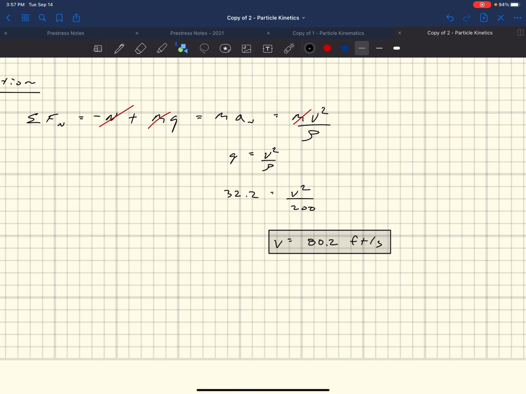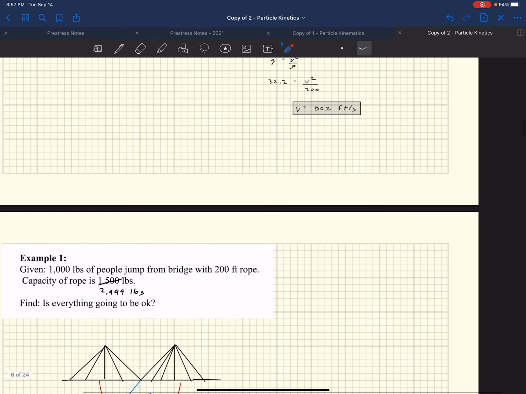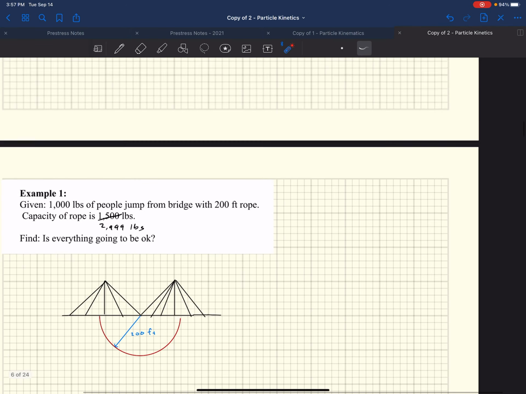That is what my answer is. Okay. And then, like I said, nothing going on in that t direction. Everything was happening in the n direction. And then we had to think about it a little bit and know that that normal force goes to zero. Cool beans? Cool beans. Okay. One more problem here. More going on with this thing right here.